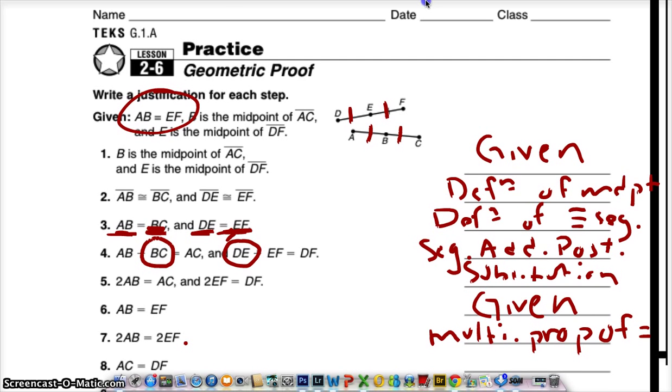Then we have AC equals DF. So notice this AB, 2AB, 2EF. Now we have AC equals DF. Okay. So that would be substitution.